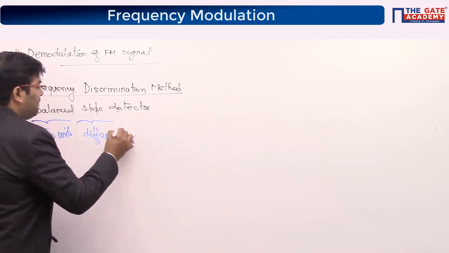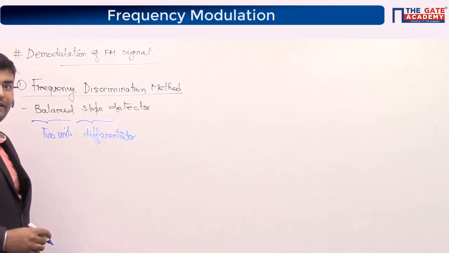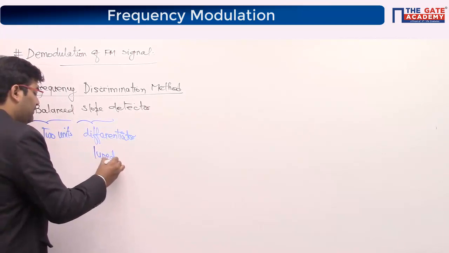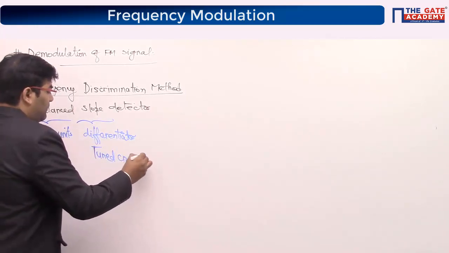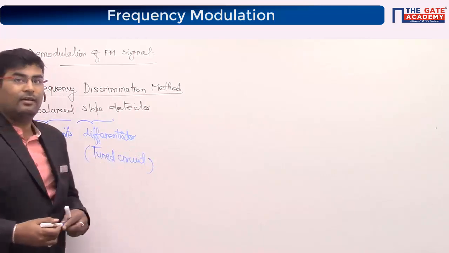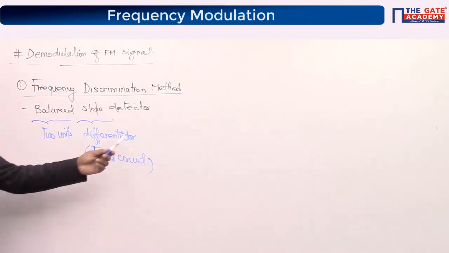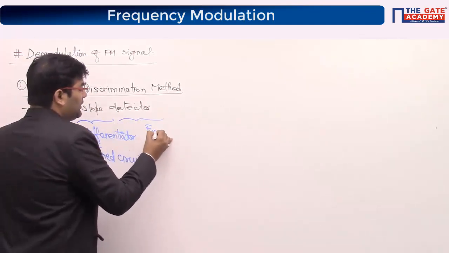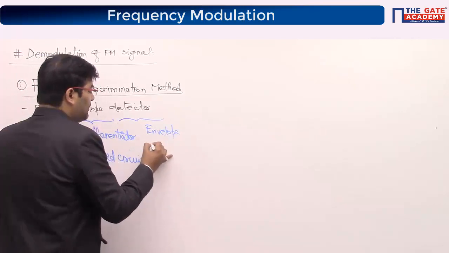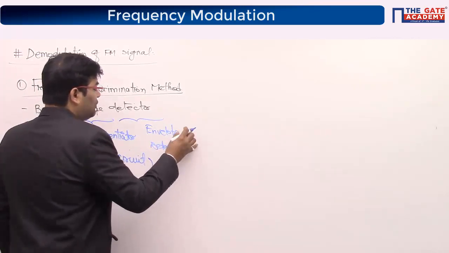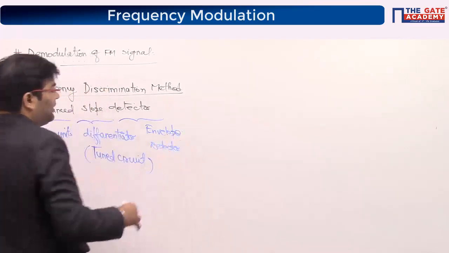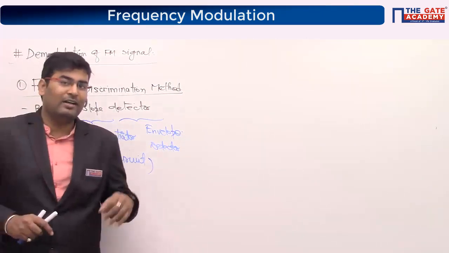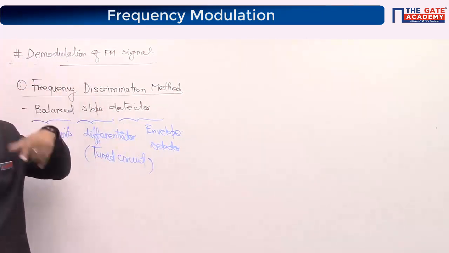and generally to use a differentiator you need some filter or some tuned circuit, right? That's how you create a differentiator. So you will get a tuned circuit. Detector is the last building block, and which detector are we using, guys? It is the envelope detector, which I have taught you so well that you should not forget that. Envelope detector.